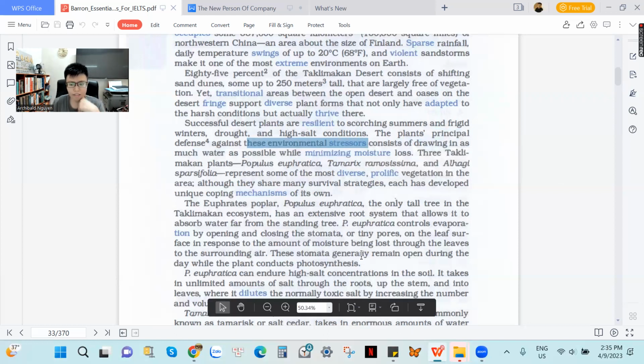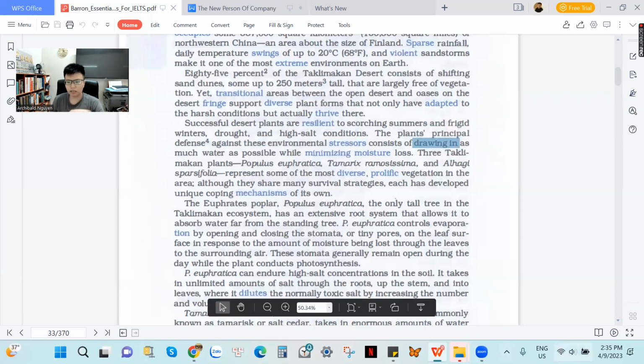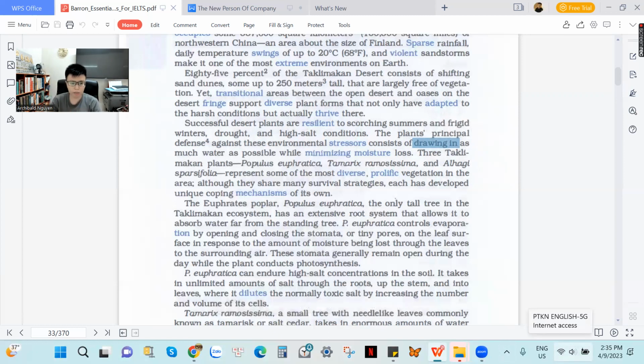Environmental stressors, the factors that belong to the environment. These environmental stressors, these environmental factors that the plants are fighting against, consist of, first of all, drawing in. Drawing in means taking something. So when they say that they draw in as much water as possible, it means they try to absorb as much water as possible.